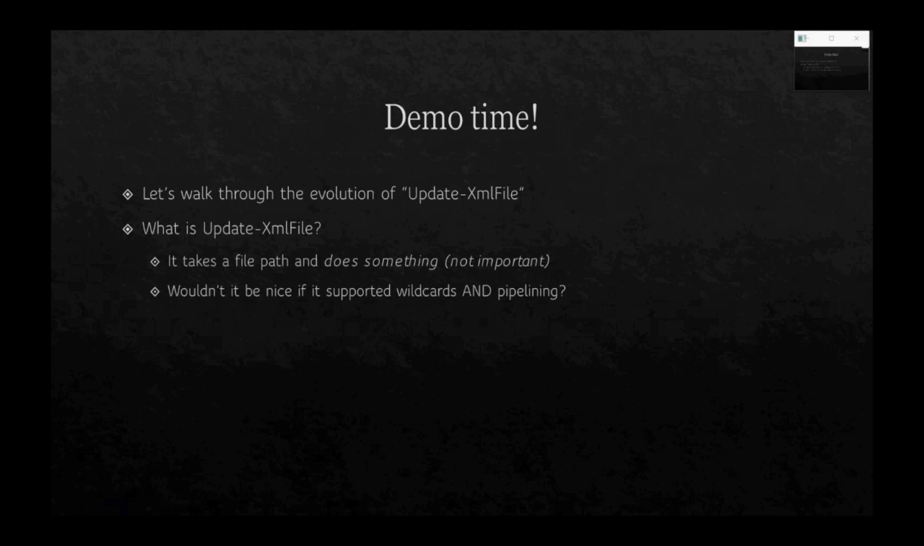The script or the command that we're looking at today is going to be called Update-XMLFile. As you can imagine, it's going to take a path to an XML file and update some attributes either inside the file or on the file itself. Since it's an XML file, it takes a file path and does something. But if we're working with file paths, wouldn't it be nice if they also supported things like wildcard paths and pipeline input?